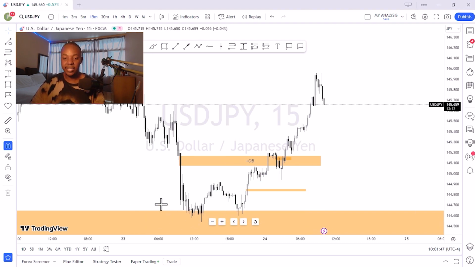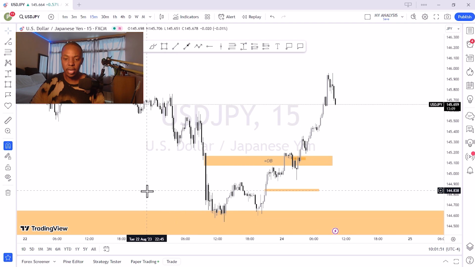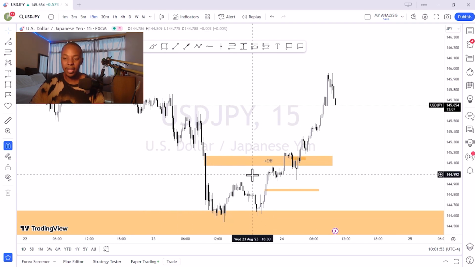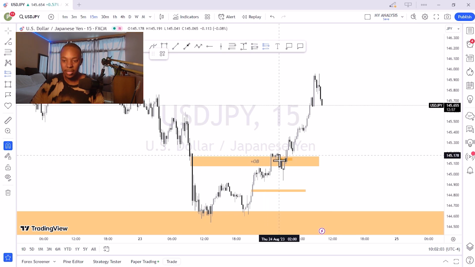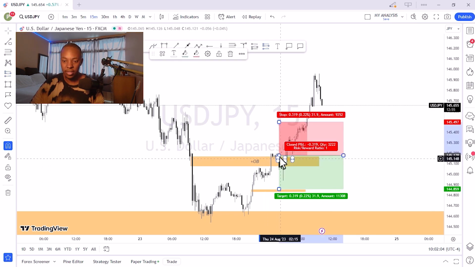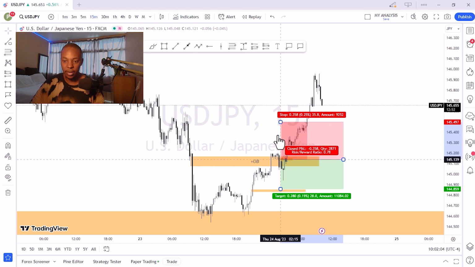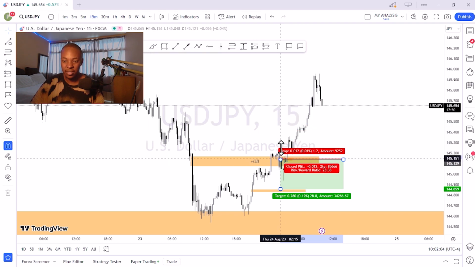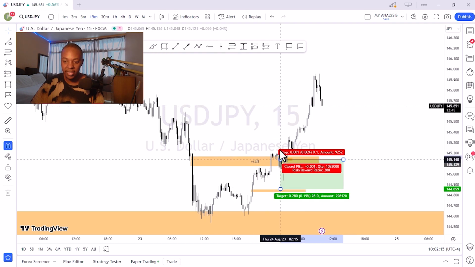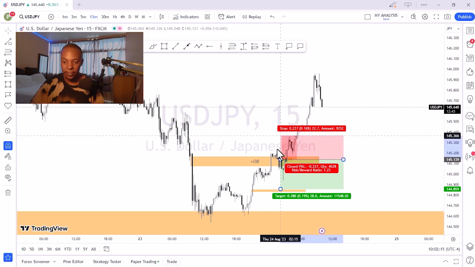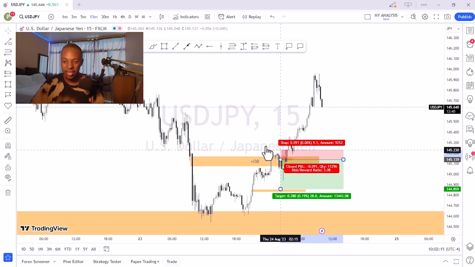So the first trade that I actually took for the day was the USD JPY. I took a sell using this order block, a 15-minute order block here. I had my SL just right above that order block, and then my TP.